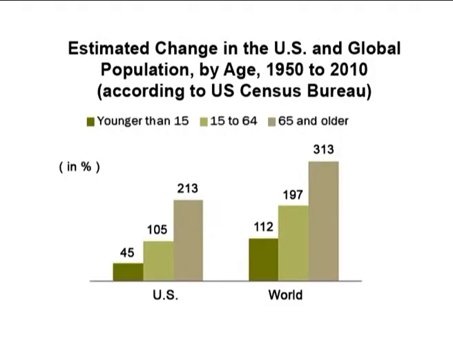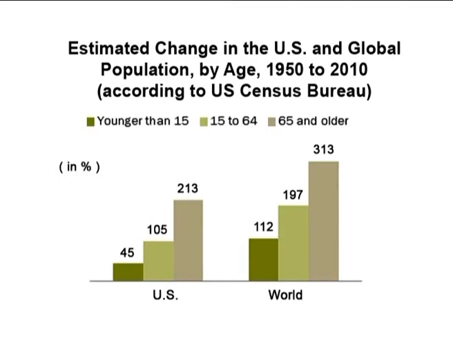Figure 5 shows that the proportion of seniors exhibited an increase of 213% between 1950 and 2010. This percentage increase was greater than the increase in population of 15 to 64-year-olds, 105%, and the increase in the population of children younger than 15, 45%.